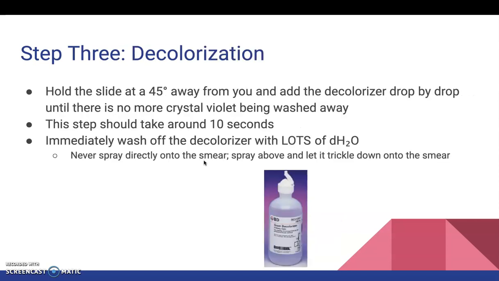Step 3. Decolorization. Hold the slide at a 45-degree angle away from you and add the decolorizer drop by drop until there is no more crystal violet washing off of the slide. This should take about 10 seconds. Immediately wash off the decolorizer with a lot of deionized water. Never spray the deionized water directly onto the bacterial smear. Instead, spray above the smear and let it trickle down the slide.